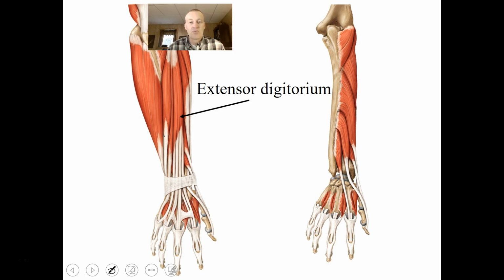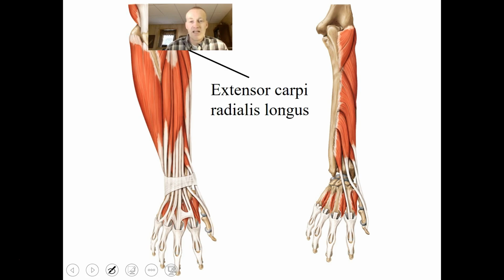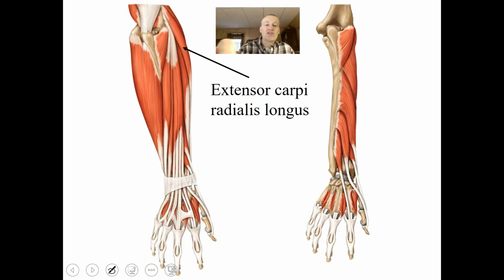Okay, so we're looking at now the posterior part of the forearm, and this is the extensor digitorum. So this extends your digits. Okay, so if I extend my fingers backwards, that's extensor digitorum. Extensor carpi radialis longus. Well, it's long, it extends, it goes through your wrist, and it attaches to the radius. So extensor carpi radialis longus.